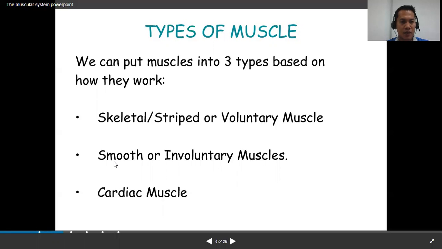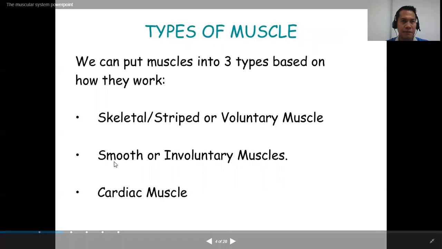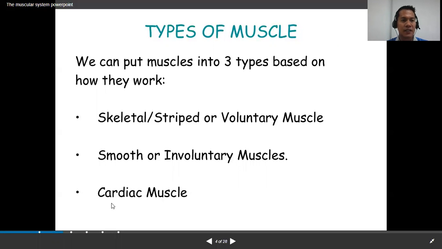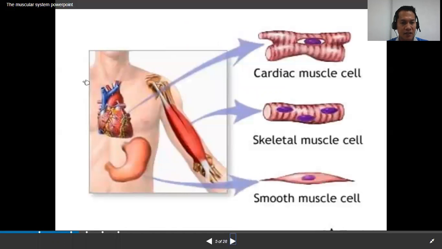Smooth muscles are the muscles in your intestines and stomach. Cardiac muscle is the muscle of the heart. So there are three types, and they're not the same. When I say they're not the same, it's going to look like this.